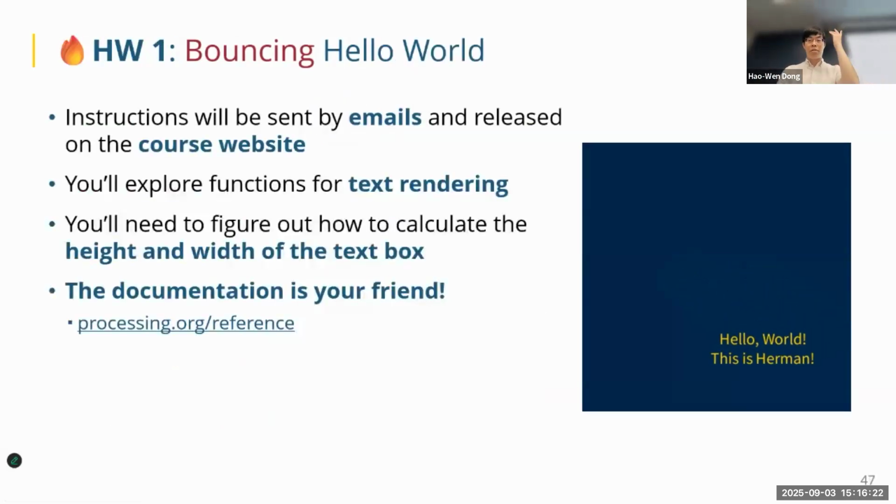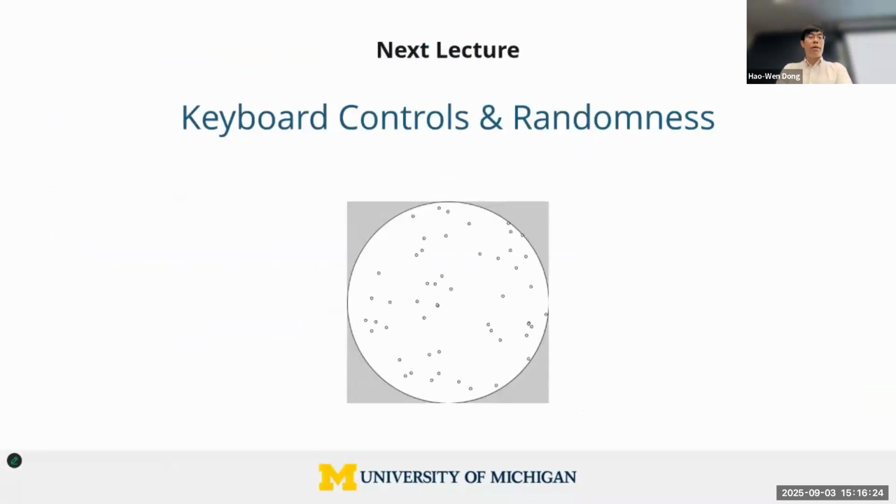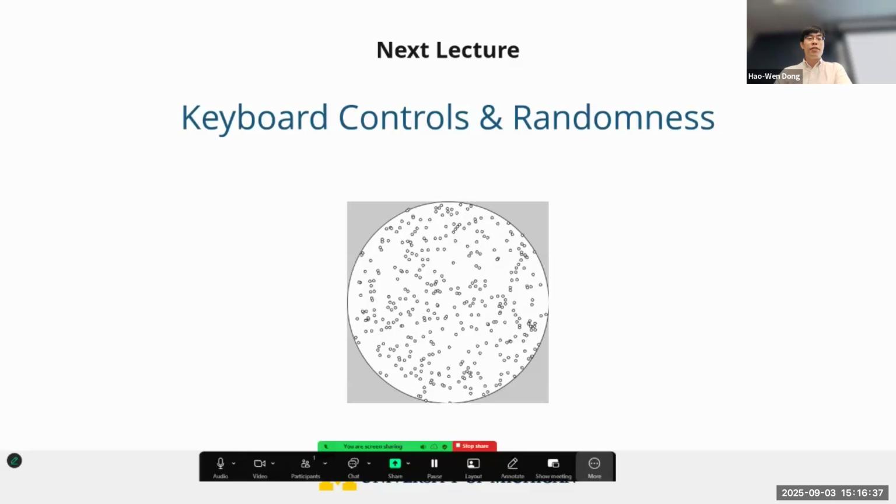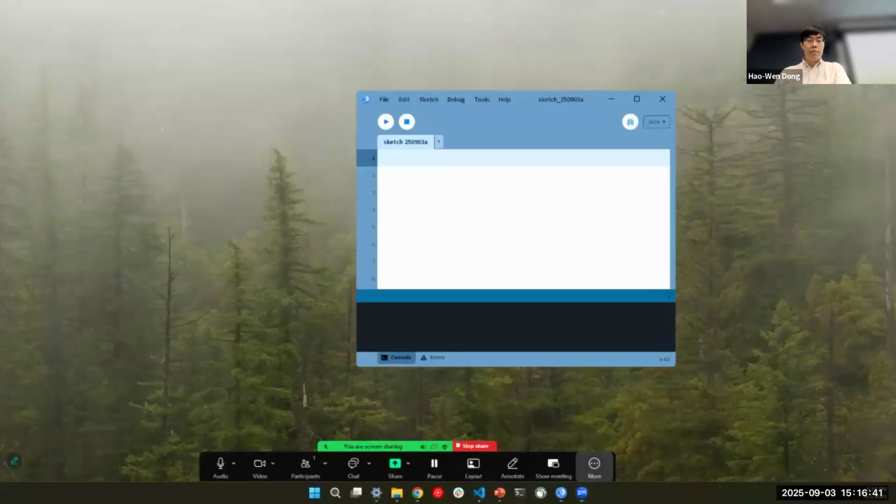Cool. And then homework one. So today we will be talking about keyboard controls. It's a little bit trickier than mouse, because now you want to see what's being typed. And we'll also talk about randomness to make some fun. Cool. Let me grab the new slides.